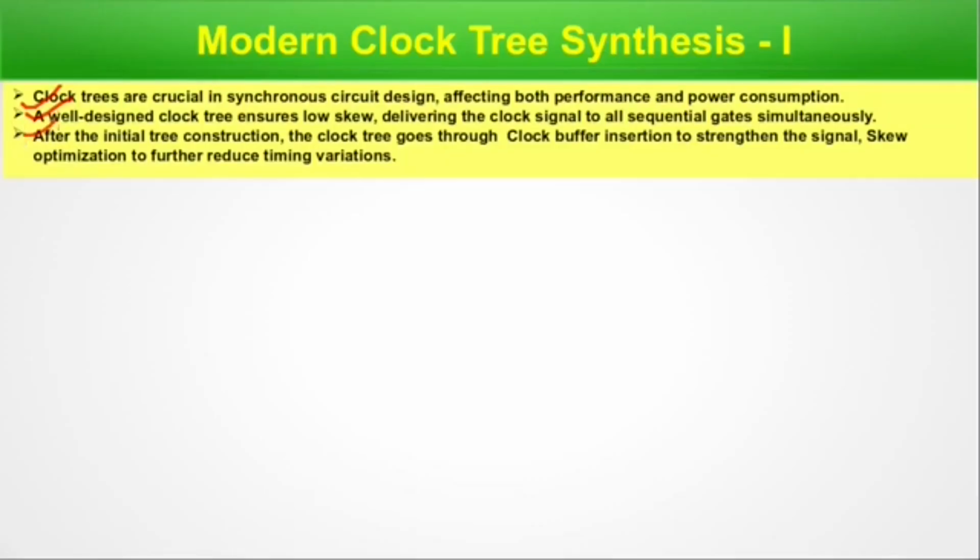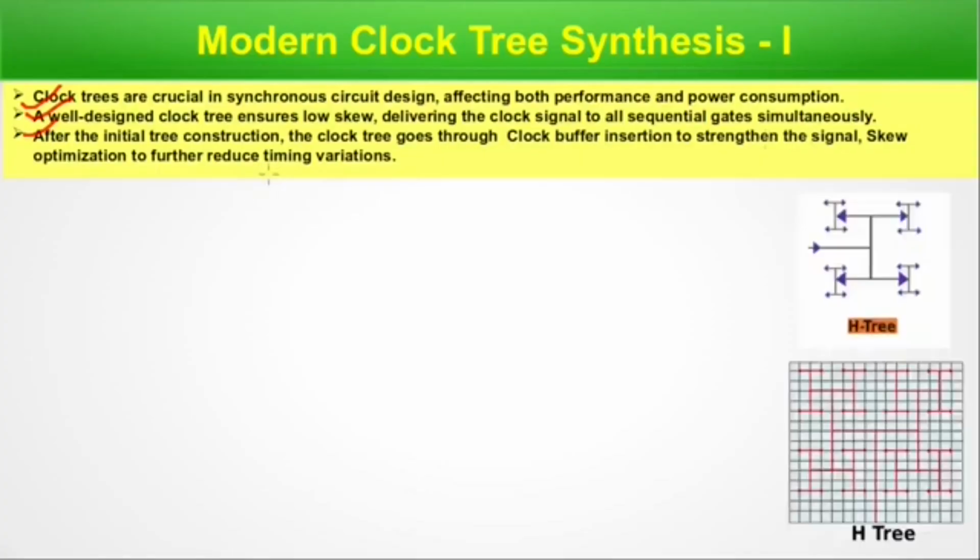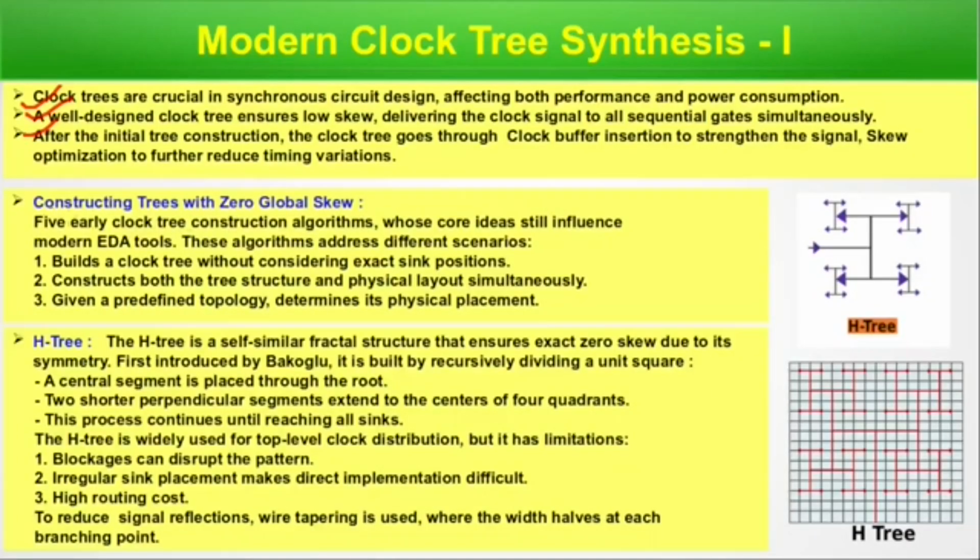After the initial tree construction, the clock tree goes through clock buffer insertion to strengthen the signal, and skew optimization to further reduce timing variation. So that is the basic. Constructing a tree with zero global skew: five early clock tree construction algorithms whose core ideas still influence modern EDA tools. These algorithms address different scenarios: one builds a clock tree without considering exact sink positions, two constructs both the tree structure and physical layout simultaneously, and three, given a predefined topology, determines its physical placement.